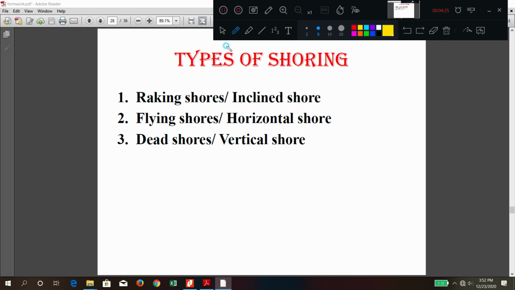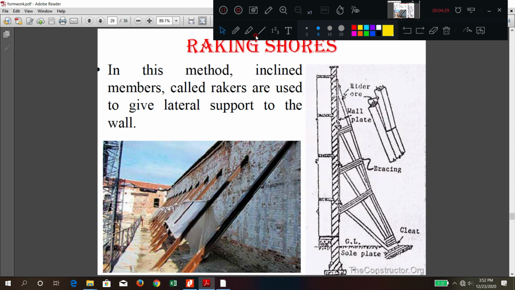We'll see the diagrams first. Very important from the exam point of view. You can see here, this is an inclined shore. It is called by the name racking shore. In this method, inclined members are there to support the falling things.